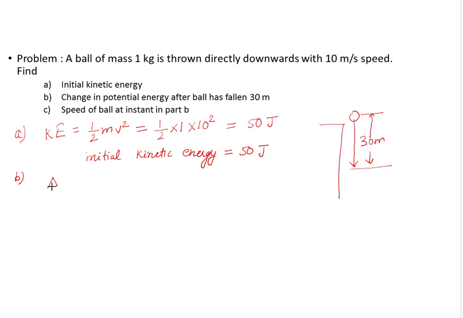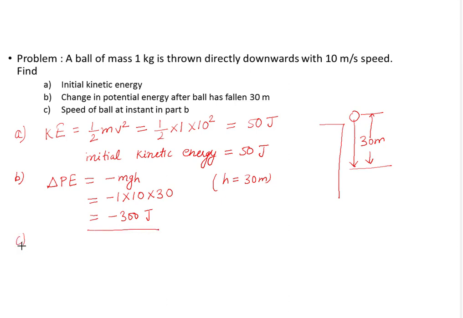So the change in potential energy, let's name it delta PE. Delta means change, P potential energy. The change in potential energy is equal to minus mgh, where h is equal to 30 meters. We have taken the minus sign because the potential energy is decreasing when the ball is coming down. So this is equal to minus, the mass is given as 1, g let's take as 10, and the height dropped is 30 meters. When you solve this, you get minus 300 joules. So the change in potential energy of the ball when it has fallen 30 meters is minus 300 joules.